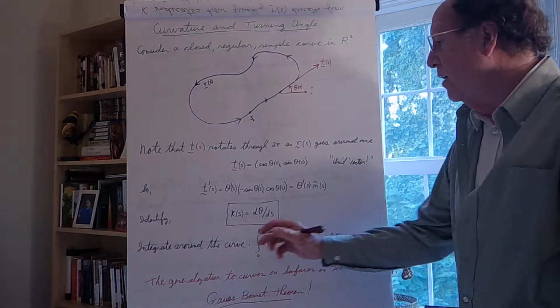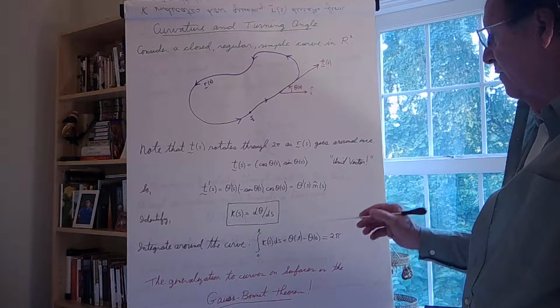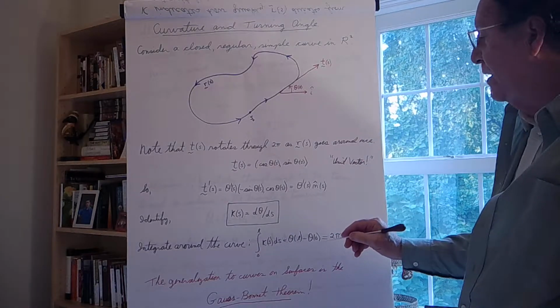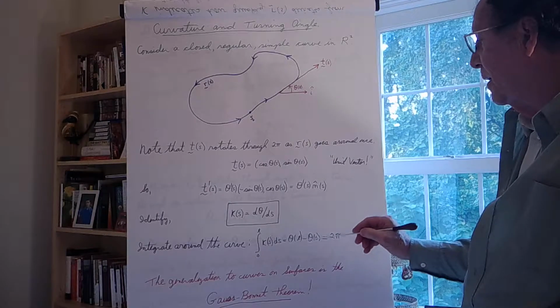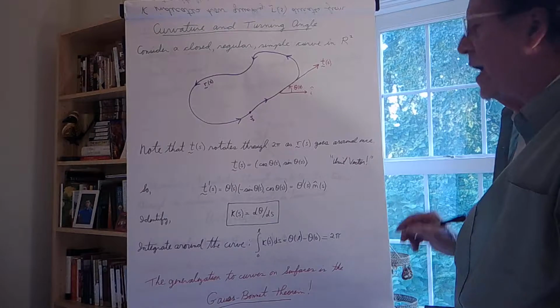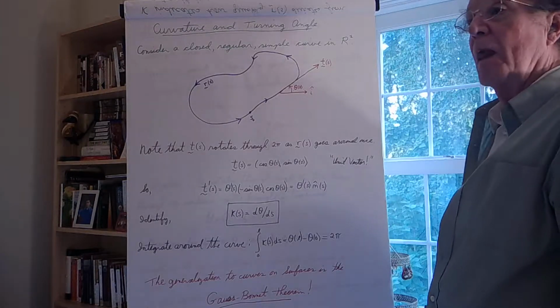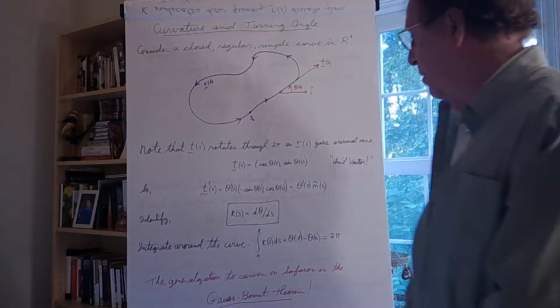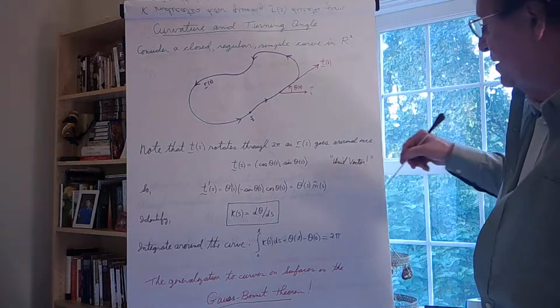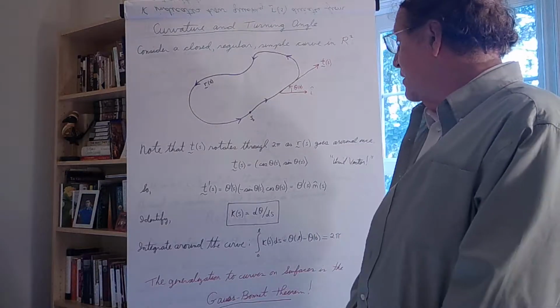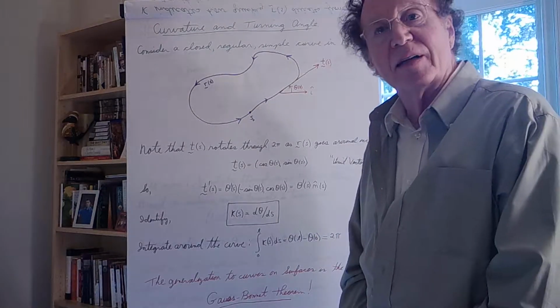Okay, I can integrate that expression around the curve. I imagine that this curve has a length L. So I integrate from 0 to L of kappa ds, and you see from this that that's just the change of theta around the curve, and that's just 2 pi.